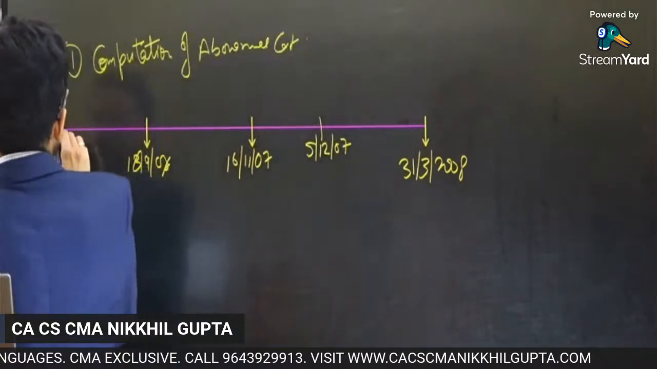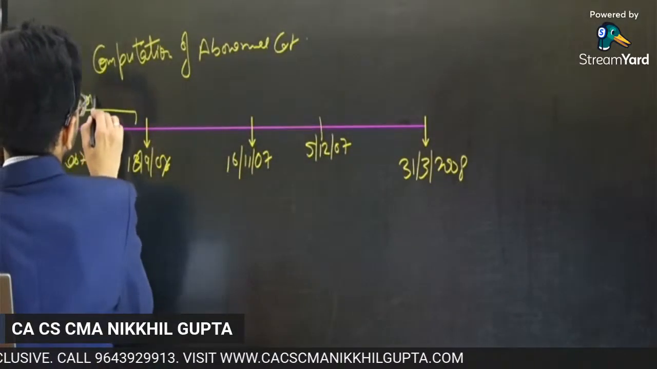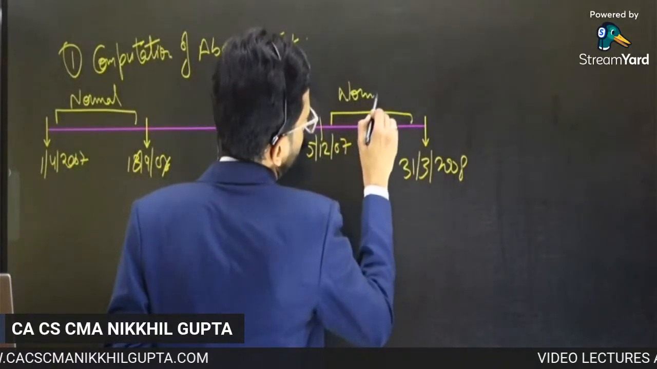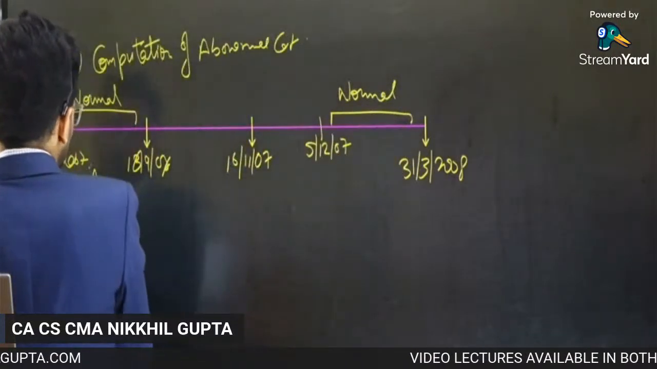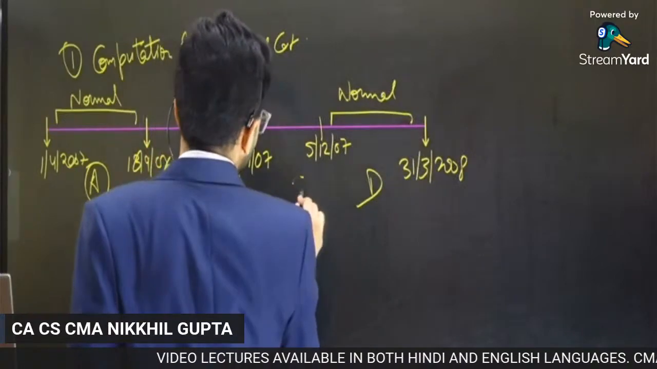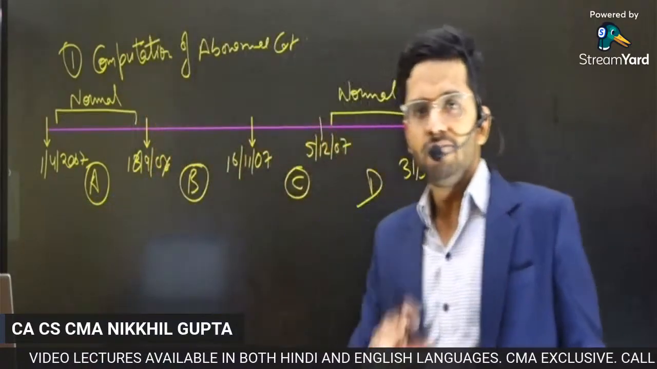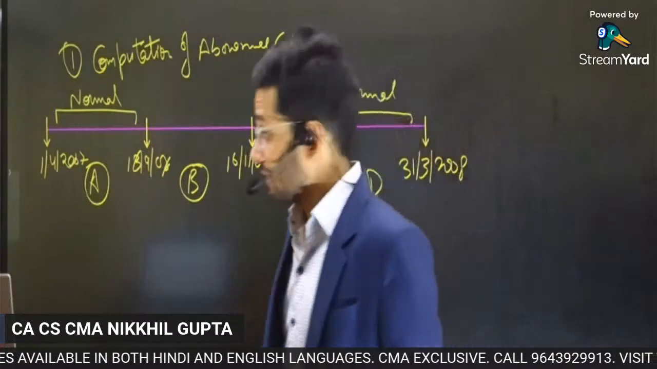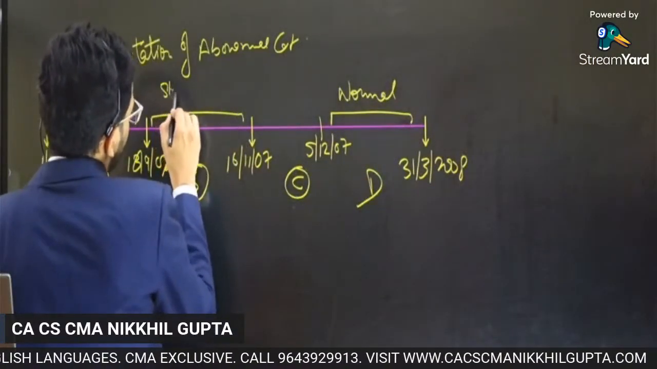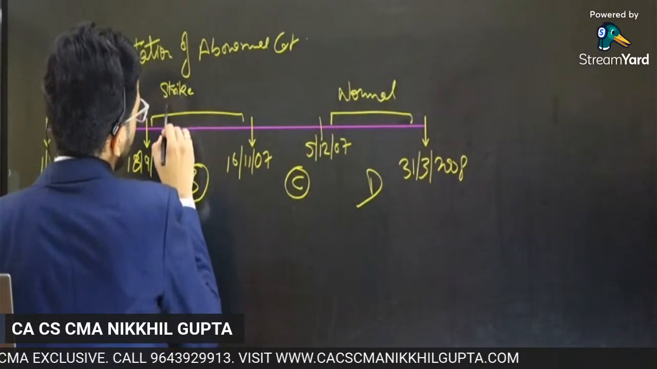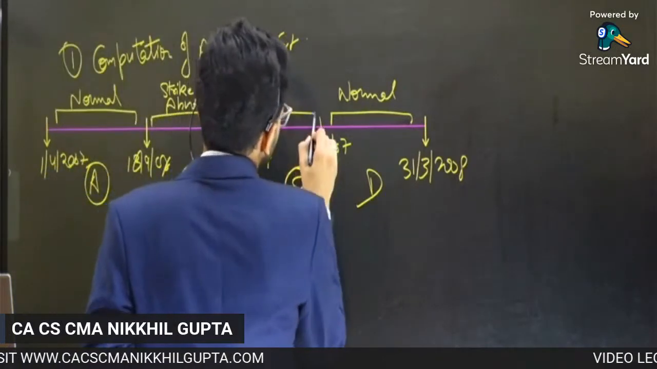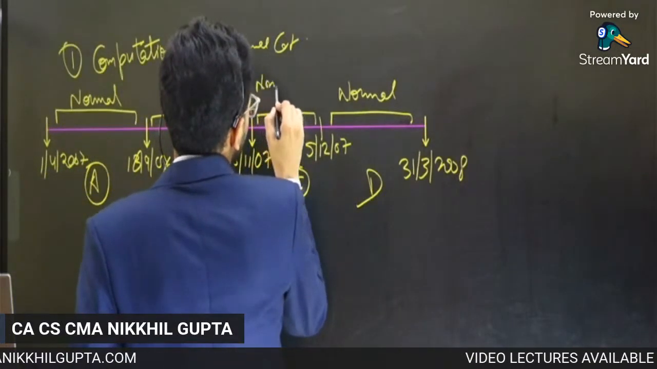So this is the normal period, and this is the normal period. I will call it period A, and this one period D. This is period B and this is period C. I've named all these periods because in my question, I'll be using them. Period B is the strike period, and also the abnormal period. And this period C is the non-strike period.